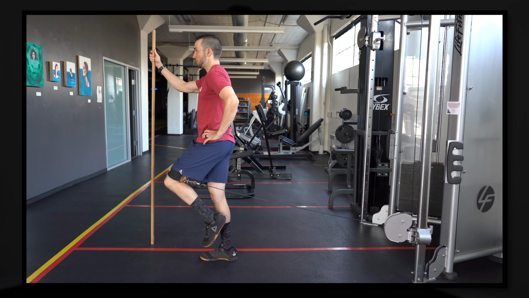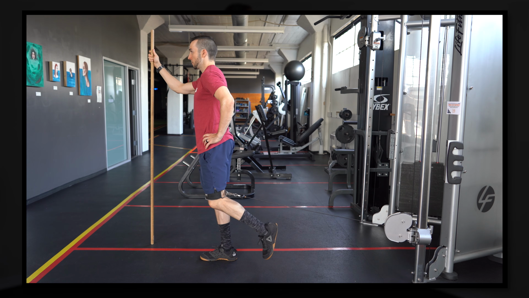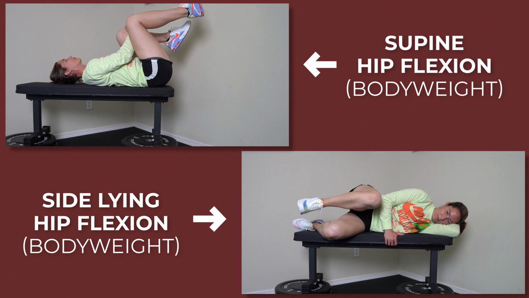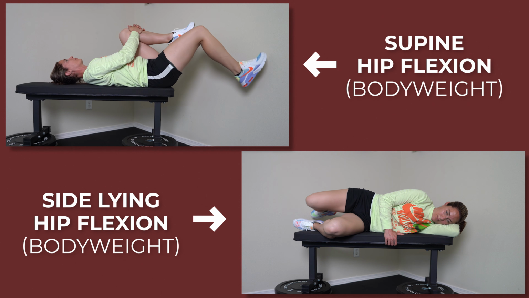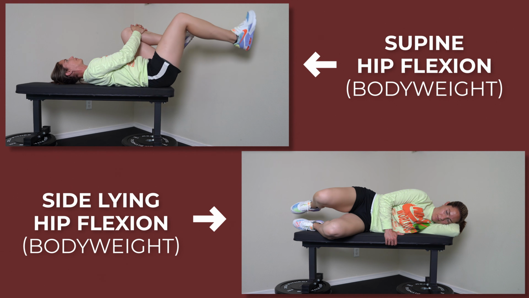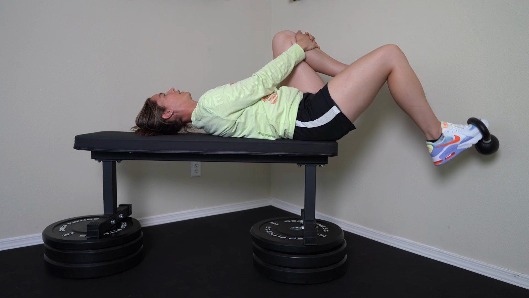A cable column is also a great option because the resistance is constant throughout the range of motion. Similar exercises can be done in supine or sideline on a table or bed. Hold the opposite hip into flexion to maximize the load on the hip flexors in a lengthened position. There's no shortage of options and no magical exercise.